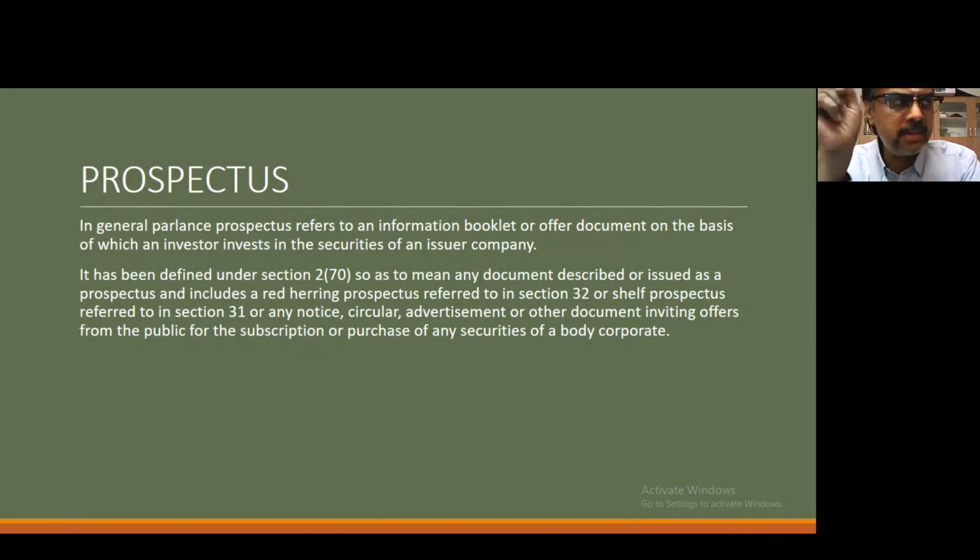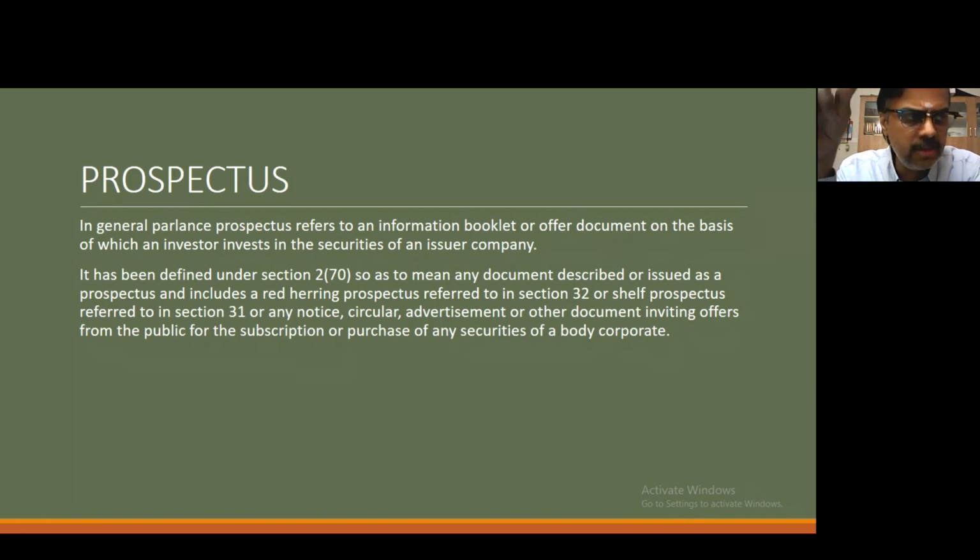So a red herring prospectus is nothing but a prospectus which contains all the details about the company, but the issue price is not decided because the book building exercise is going on and the price discovery mechanism is happening. So the issue price and the volume are not given, because they are to be decided after the completion of the book building exercise and public issue. That is called a red herring prospectus.